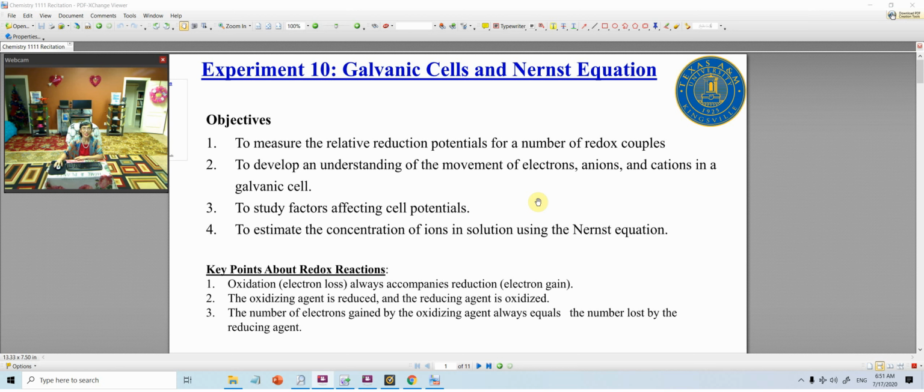Good morning, this is Dr. Jingbo Louise Liu from Texas A&M University, Kingsville. Today we are going to discuss your last experiment, number 10, galvanic cells and the Nernst equation.